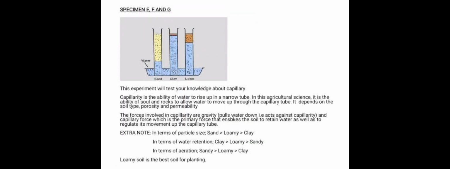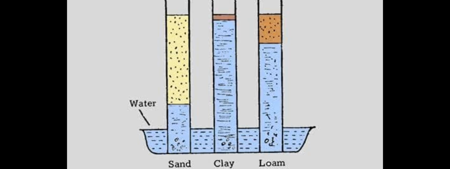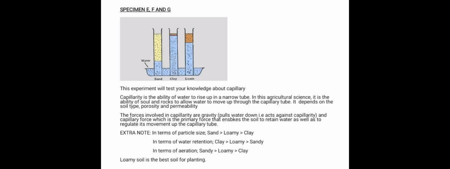So we are going to look at specimen E, F, and G as one because this is an experiment question. E is simply a dry soil in a capillary tube. F is dry clay in a capillary tube. Then G is loamy soil in a capillary tube. So this question will test your knowledge about capillarity. So capillarity is defined as the ability of water to rise up in a narrow tube.